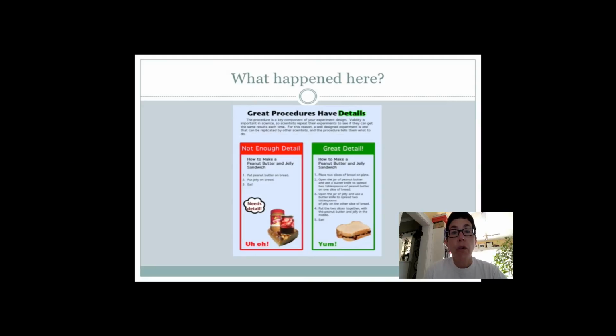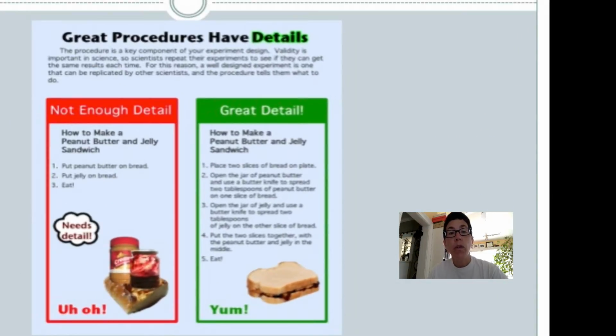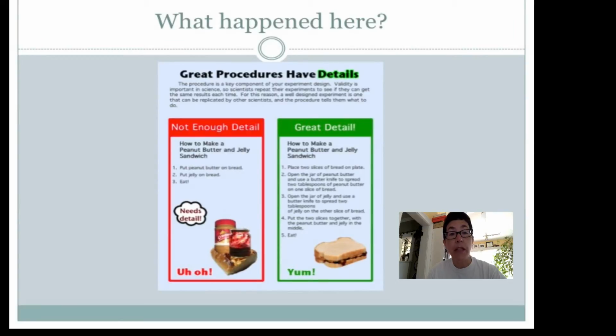In the picture shown, compare the two procedures. What's wrong with the one on the left-hand side? Why was the outcome unsuccessful? Sadly, no one could eat the sandwich on the left. It doesn't even look like a sandwich. The problem is the lack of detail. If you've never made a peanut butter and jelly sandwich, you're not going to have any idea what to do. You need detailed directions to follow. Details are the most important part of the experiment because without the detail, it would be nearly impossible for someone else to replicate your experiment.